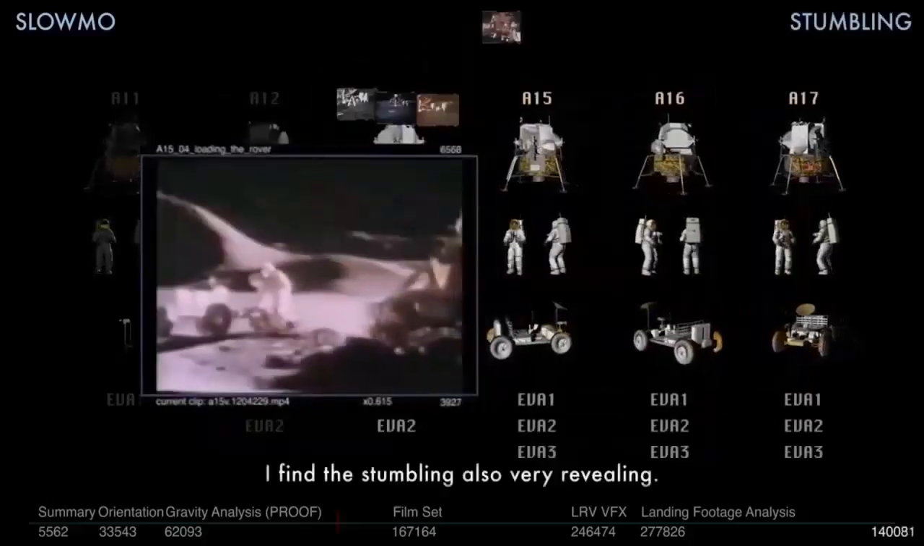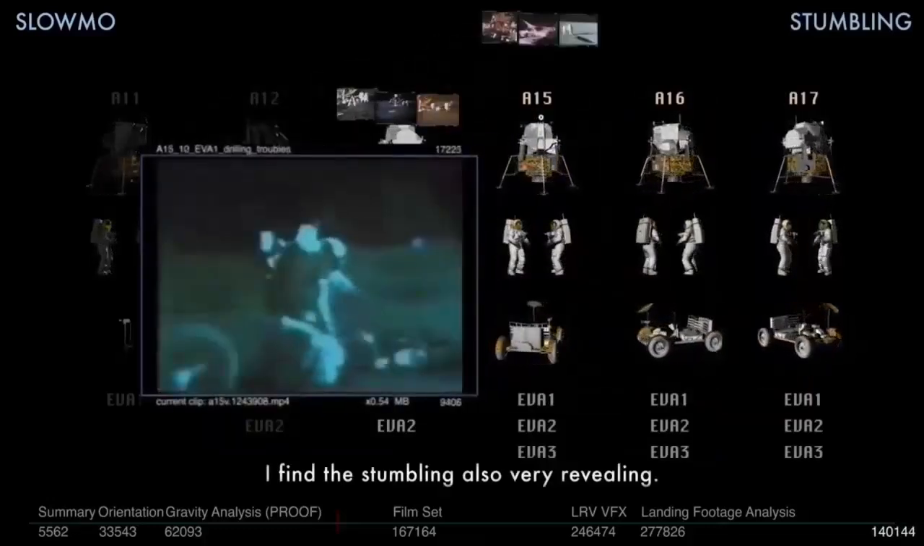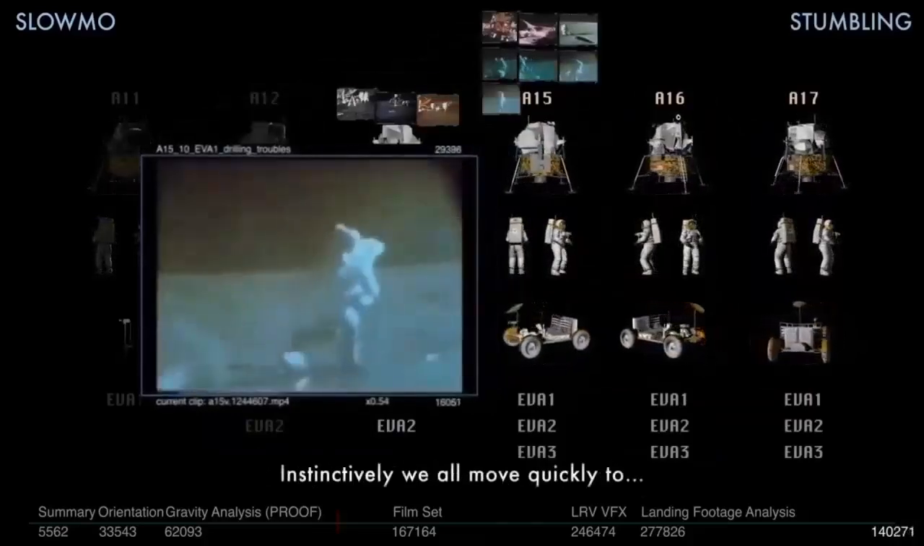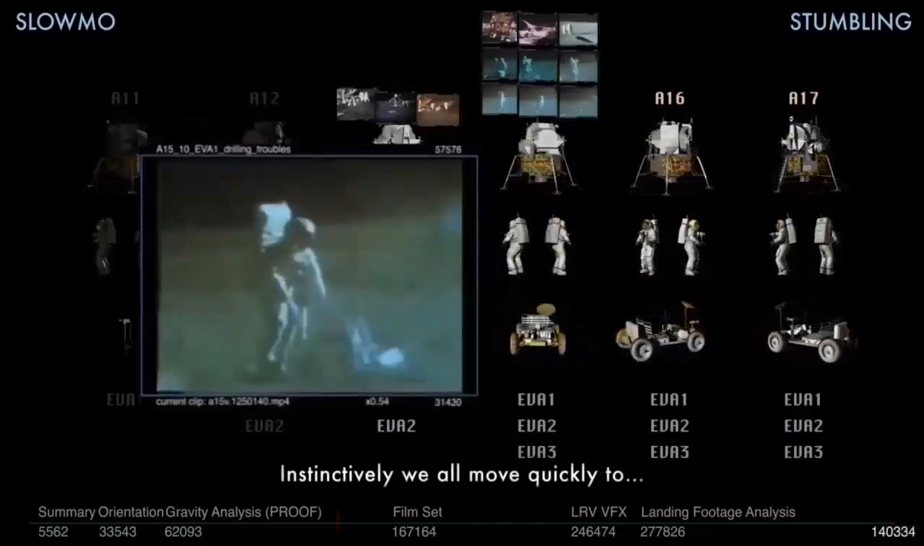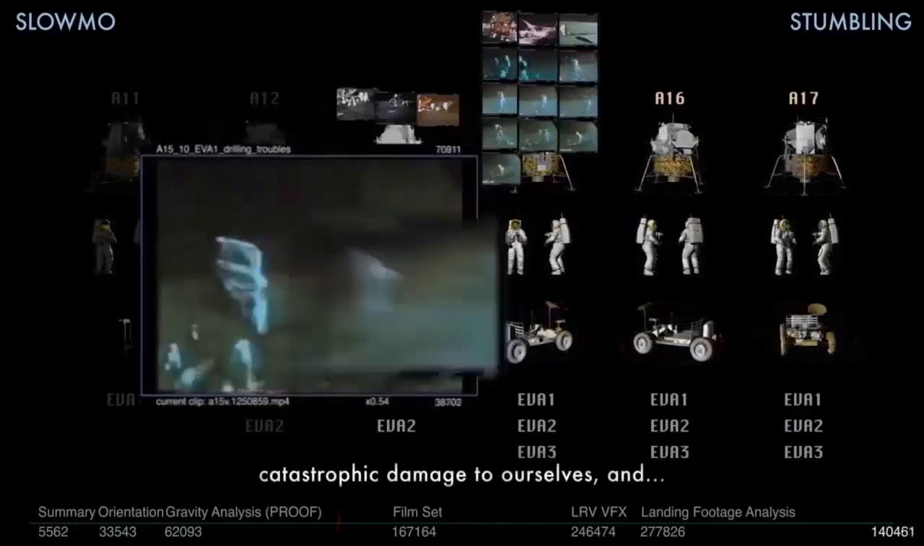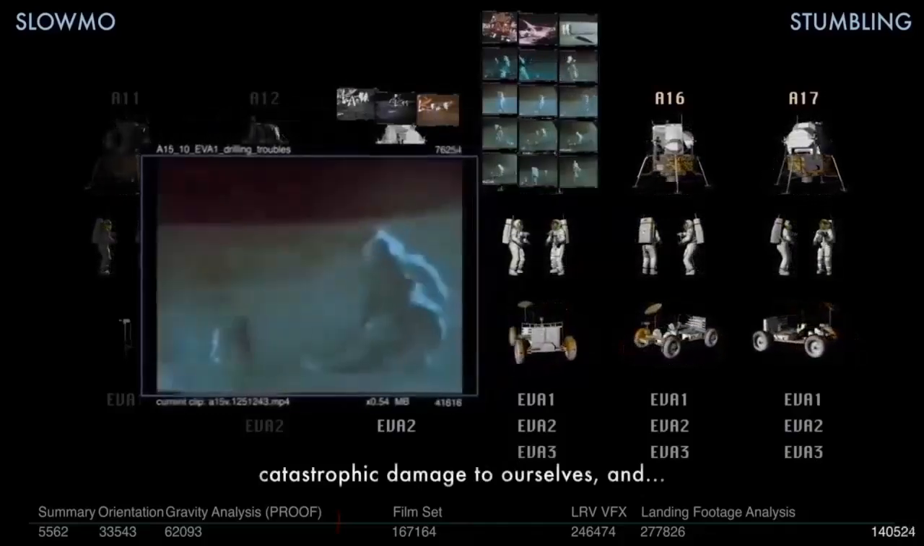I find the stumbling also very revealing, catching your balance, trying not to land on your head. Instinctively, we all move quickly to prevent catastrophic damage to ourselves. There's not much you can do about it. Reaction and reaction speed.